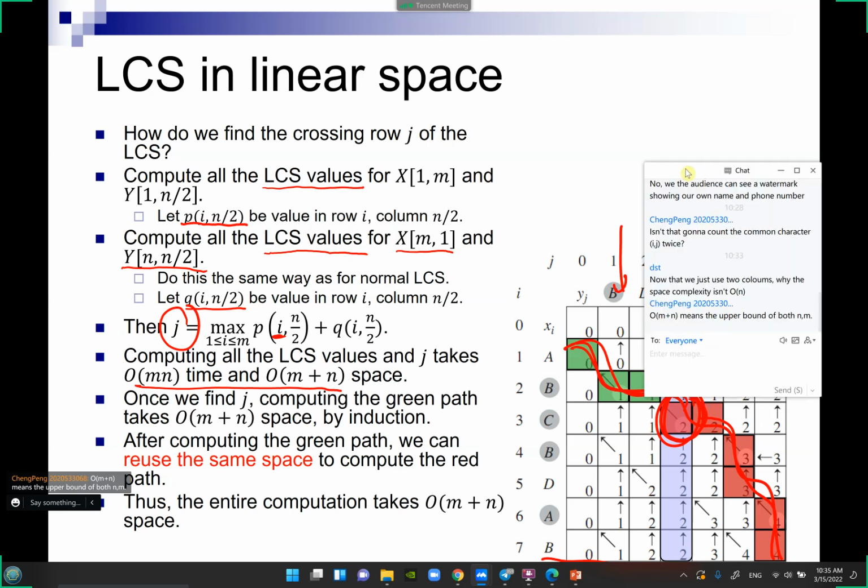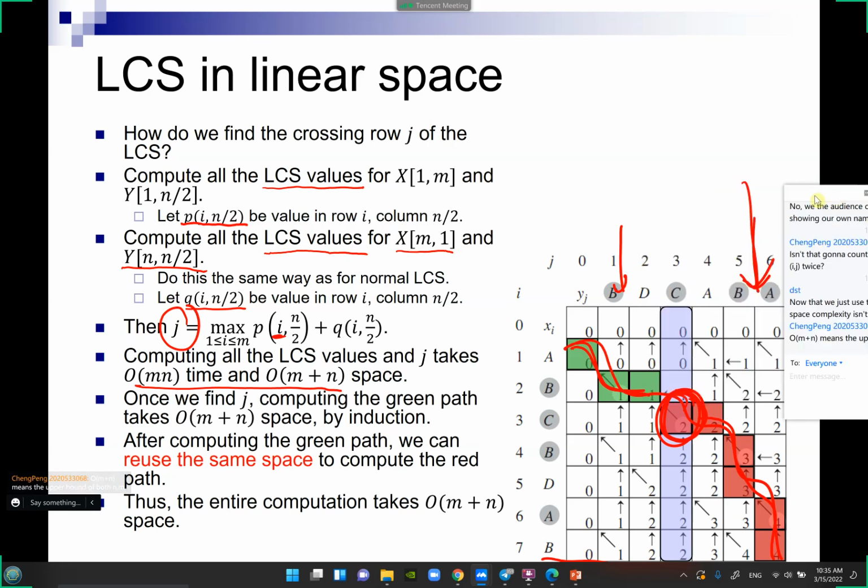That's right. M plus n is like the bigger of m and n. Okay. Any questions about how this algorithm works? Again, you compute these values, you find the j, and then you go recursively compute the paths in both halves. And then you just piece everything together.